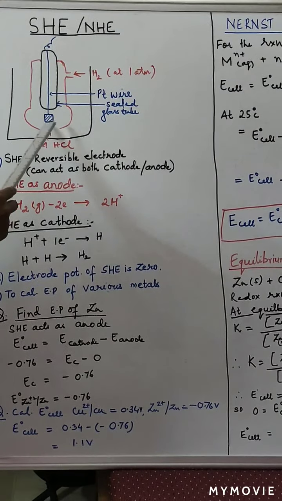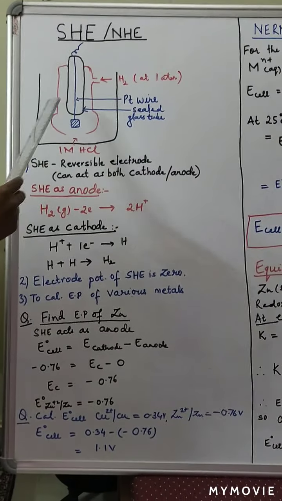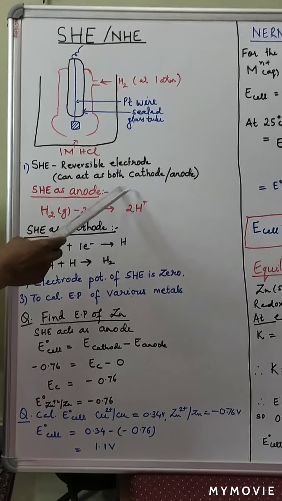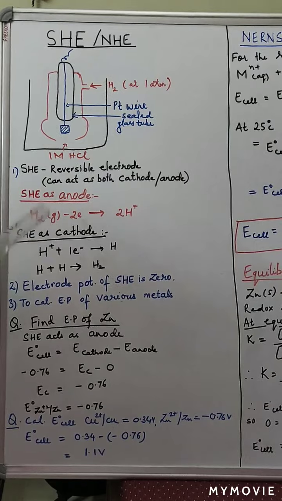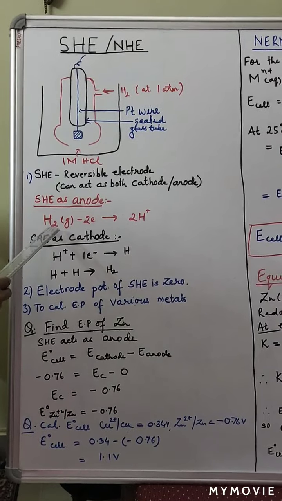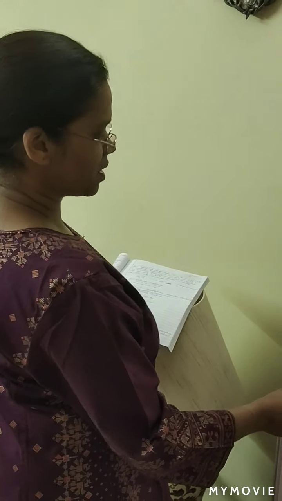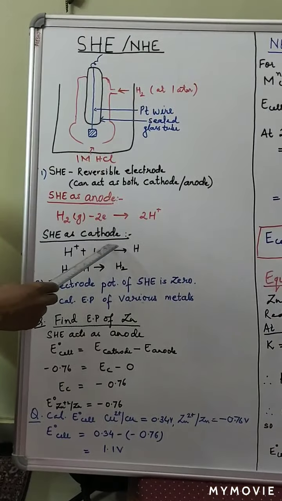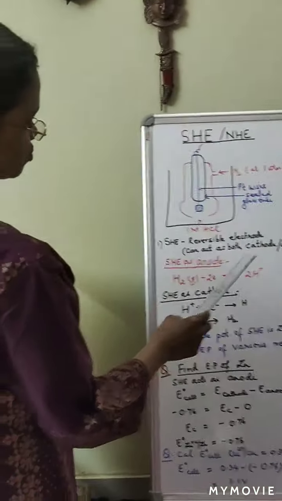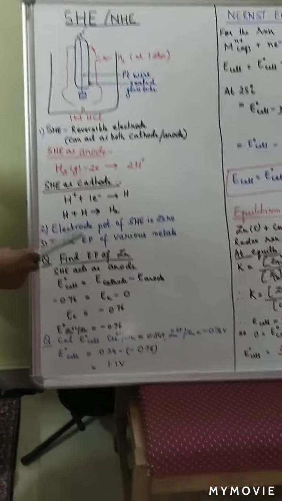The surface of this foil acts as both cathode as well as anode. So that means standard hydrogen electrode is a reversible electrode. That means it can act as both cathode as well as anode. So when SHE acts as anode, the reaction taking place is that hydrogen gas loses 2 electrons and gets converted to hydrogen ion. And when SHE acts as cathode, then hydrogen ion accepts 1 electron and gets converted to hydrogen atom. Two hydrogen atoms combine together to give hydrogen gas.